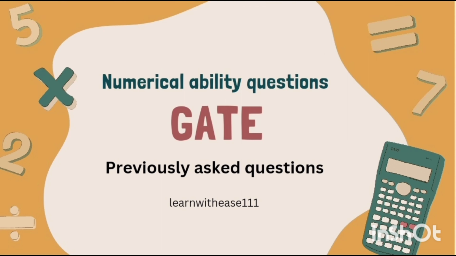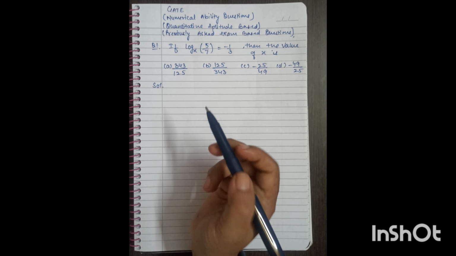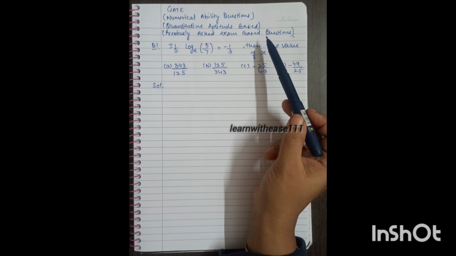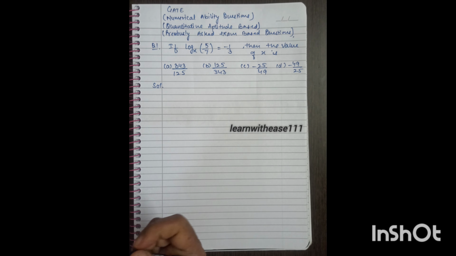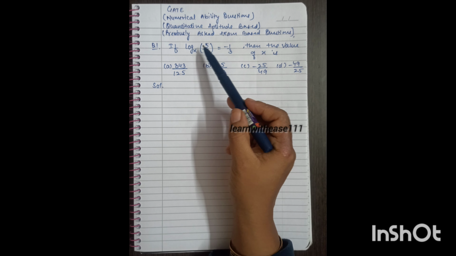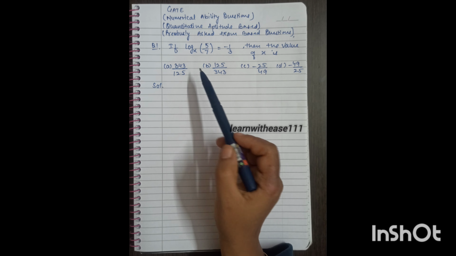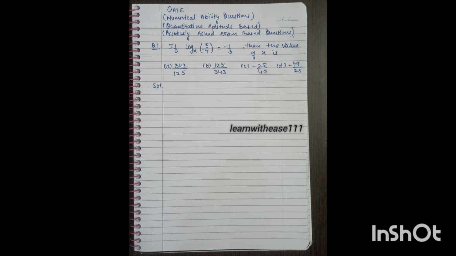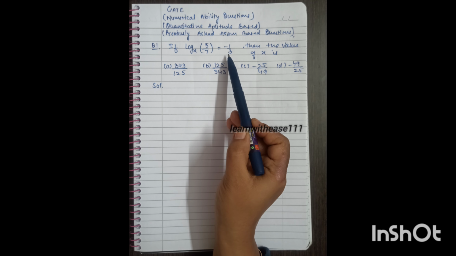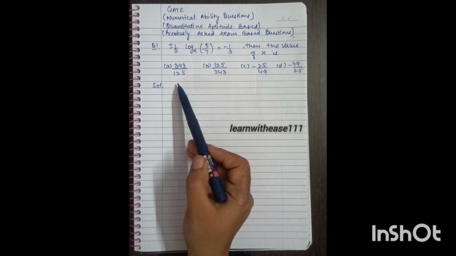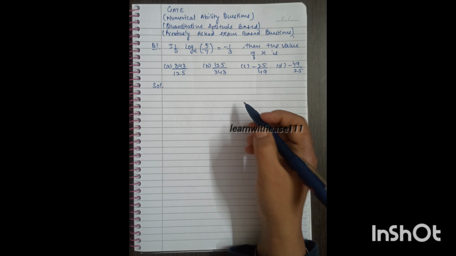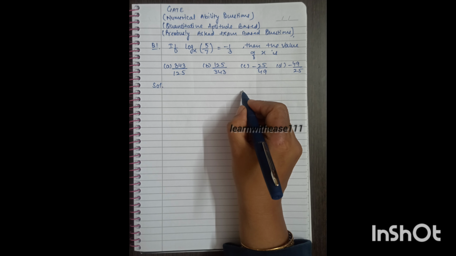Numerical ability questions from GATE, which are previously asked questions, and I have selected a few questions to discuss over here. Numerical ability questions are generally quantitative aptitude based questions, and the first question is on the basis of the definition of logarithm. Log of 5 by 7 base x is equal to minus 1 by 3.